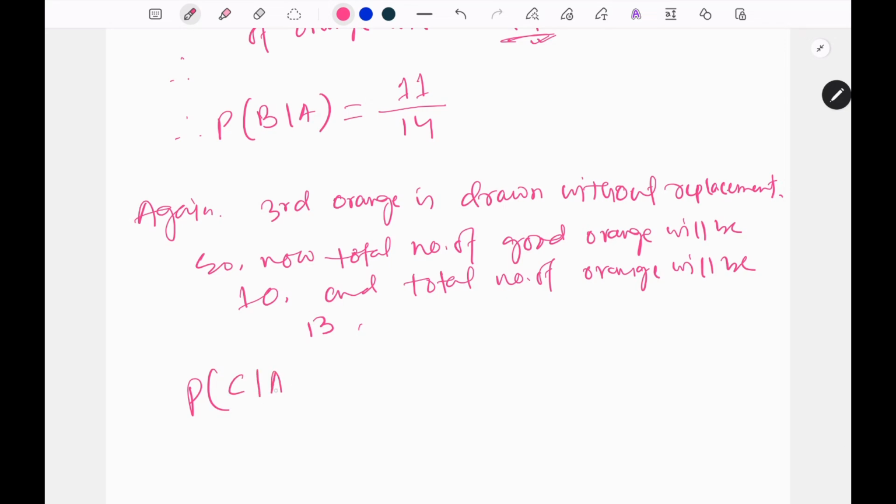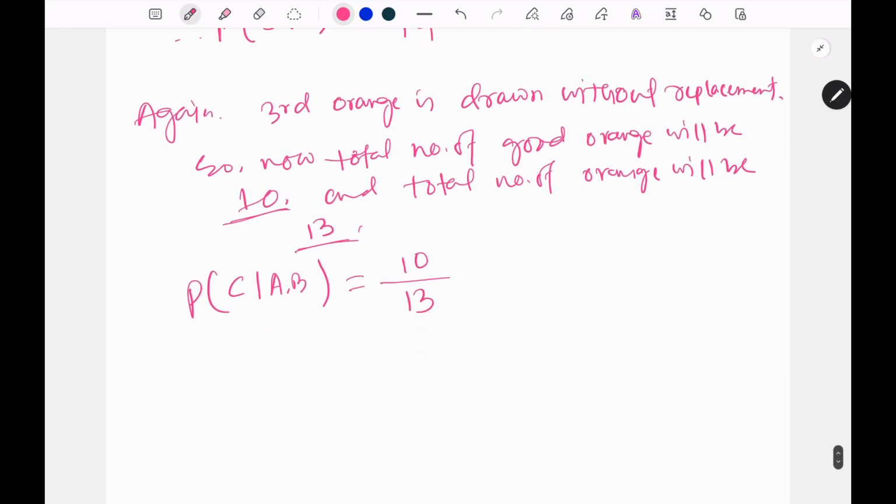So now the probability of C given A and B. So this will be how much? How many good oranges are there? 10, and the total number of oranges is 13. So it is 10 by 13.